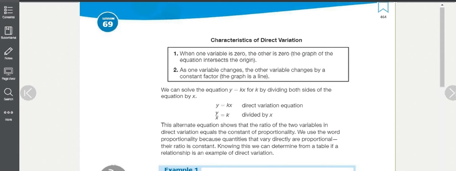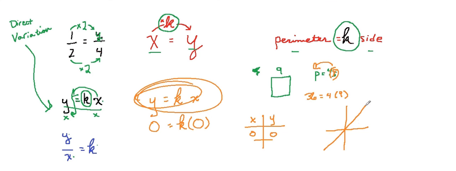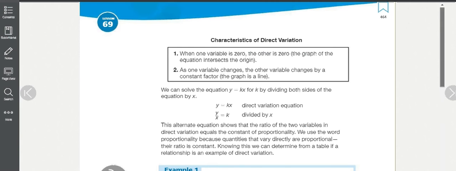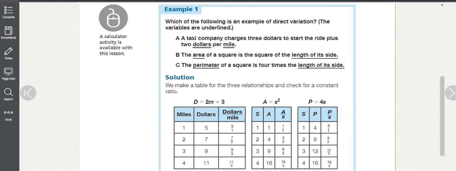Another thing that's true in direct variation, number 2, as one variable changes, the other changes by a constant factor, which means what you end up with is a straight line. Okay? If you ever see a graph and it asks, is this direct variation? No, because that's not a constant. It's accelerating or it's exponential. This is not going in a straight line. This is not direct variation. It needs to be a straight line and it needs to go through 0. If you're looking at just the graph, those are your telltale signs.